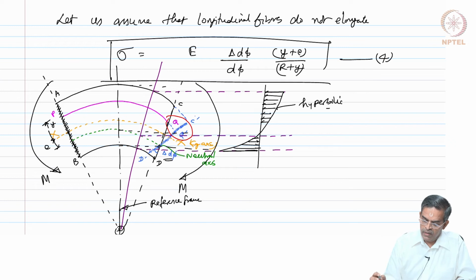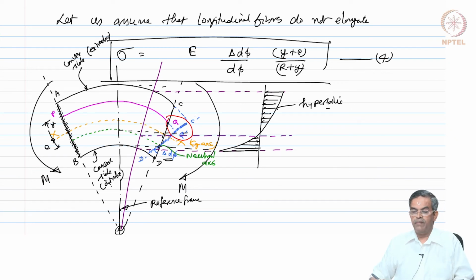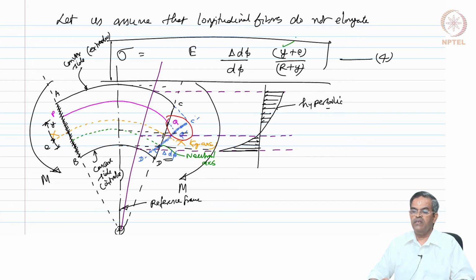And for our understanding, we already know that this is the convex side, which is extradas, and this is the concave side, which is intradas. M is applied in a specific style. This is the stress variation, and the stress intensity at any distance y is given by this equation, and this is non-linear.